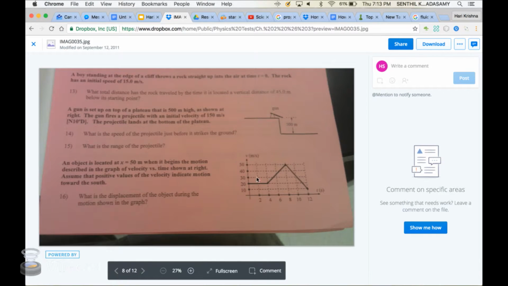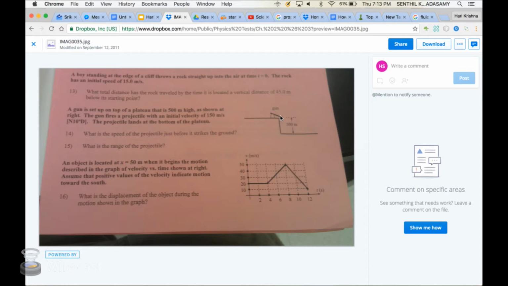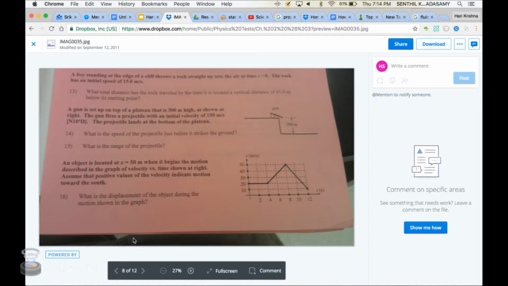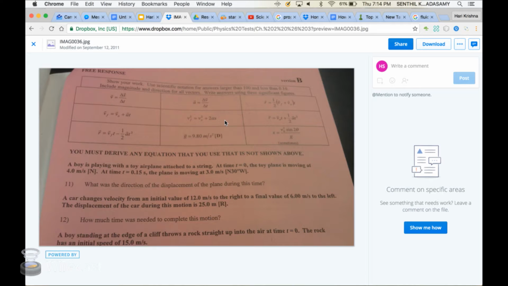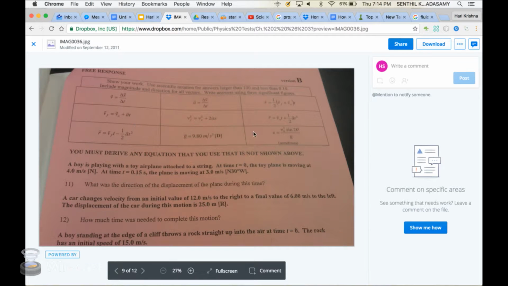These would be free response. This would be an example of a projectile motion problem. A gun is set on top of a plateau, and you're required to find various things such as the speed and the range. There are various equations that will be helpful and beneficial, and you must understand all these equations and make sure you don't just blindly go. These equations all relate to time, velocity, acceleration, and position.